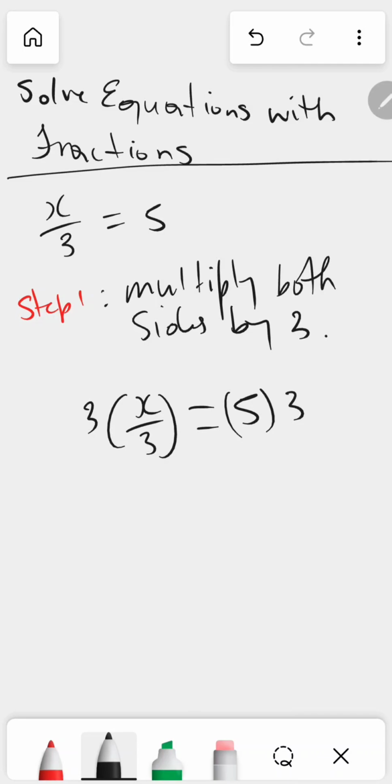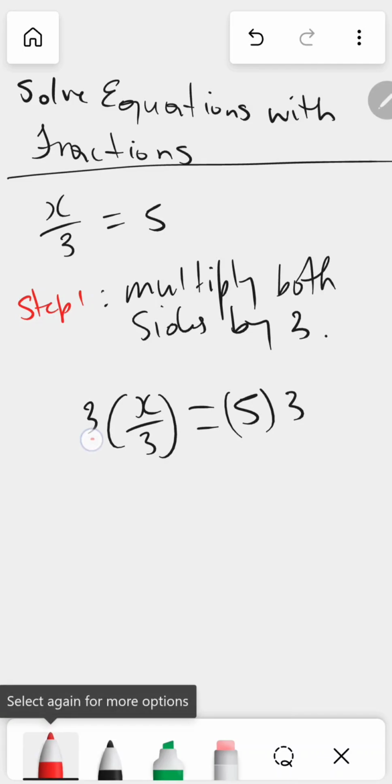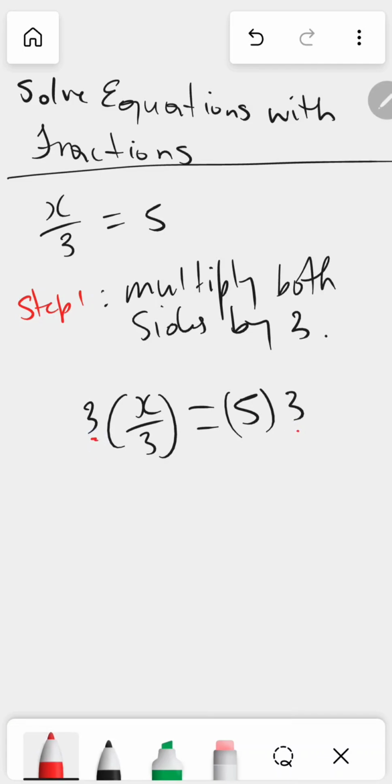Times 3, because we are multiplying. So both sides were multiplied by 3. Now let's go ahead. We divide here, so we are going to cancel out, and we are left with x on this side. So x is therefore equal to 3 fives, 15. And there is our answer.